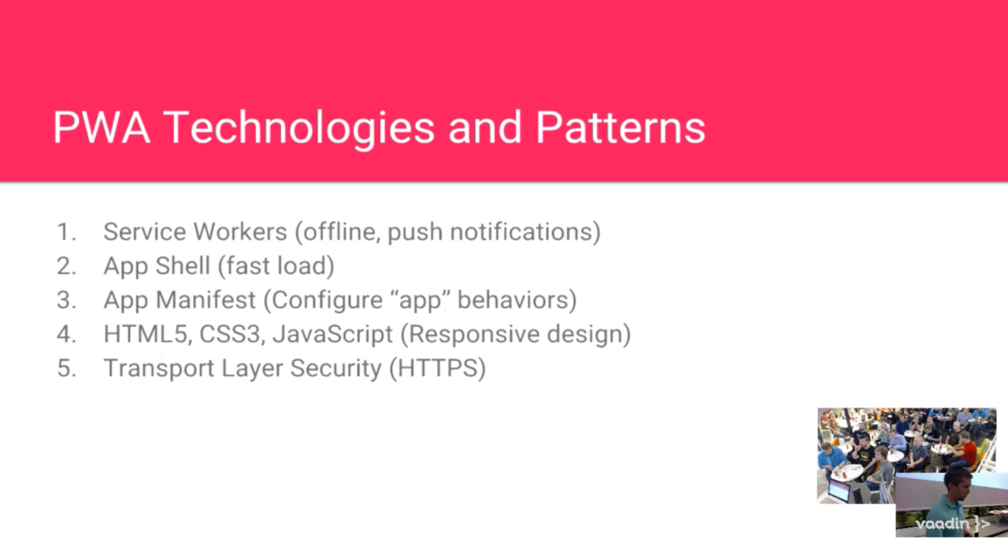Third part is the app manifest, and that is just a simple JSON file that you can use to configure how your application behaves like a native app. So you can set up some names, icons, and when the user starts from the home screen, what kind of loading page we are showing, and stuff like that. Pretty easy to work with.